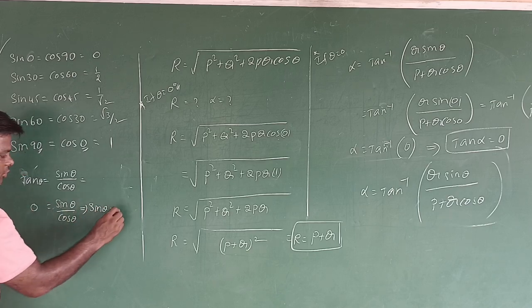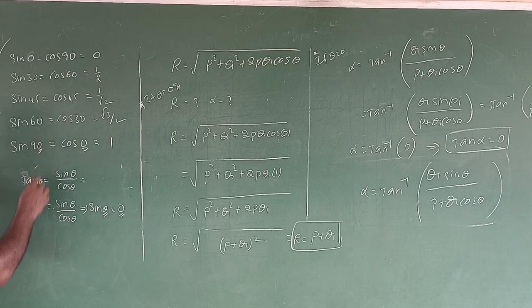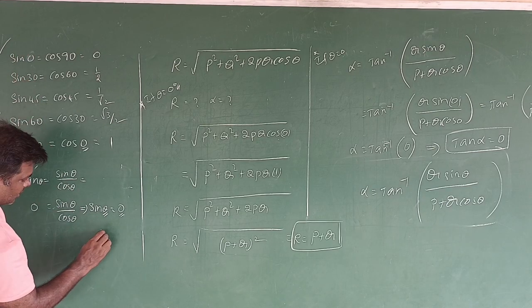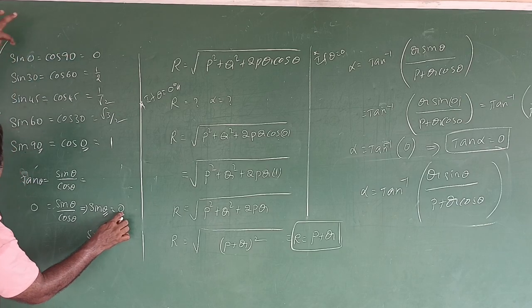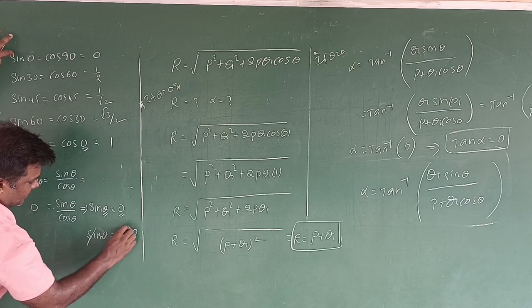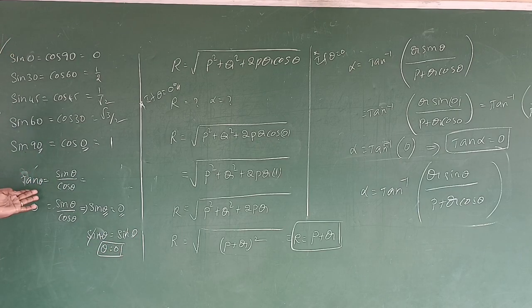You will get 0 only. For which value of theta do you have that? 0 only. Okay? So here sin theta is equal to 0 means can I write sin 0? I can write sin 0. So sin will get cancelled. Theta is equal to 0. Similarly, if I take alpha here, then you will get alpha is equal to 0.